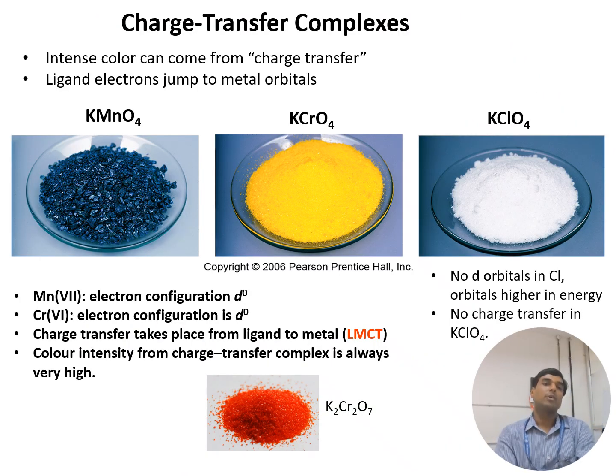And what is a charge transfer complex? Basically, intense color comes from the charge transfer complex. Unlike d-d transition, electrons will move from the ligand to the electron-accepting metal ion. Here you can see potassium permanganate, it's a purple color. Potassium chromate, yellowish color, and potassium chloride is a white color, and potassium dichromate is again an orange color. So that's the color coming from the negative charge of the ligand to the positive charge of the metal ion.